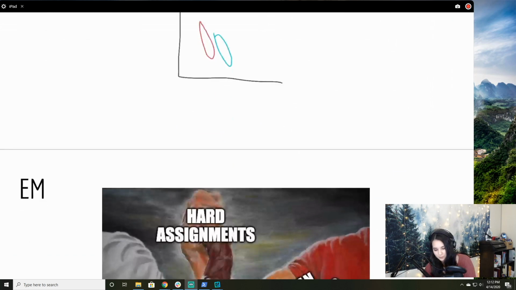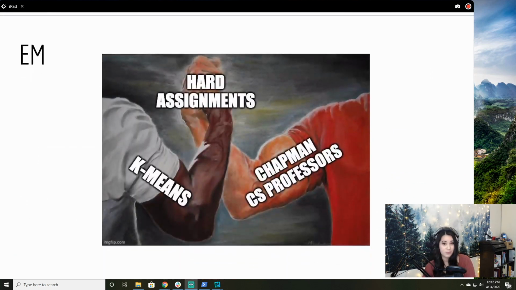Okay. Oh yes, I made this meme for you. Just thought it was really funny because K-means has hard assignments and a lot of your Chapman computer science professors have hard assignments. Get it?